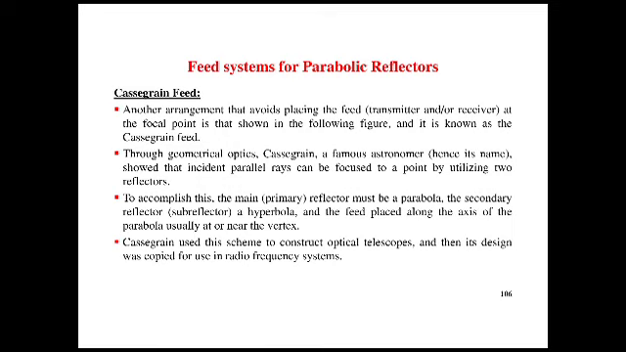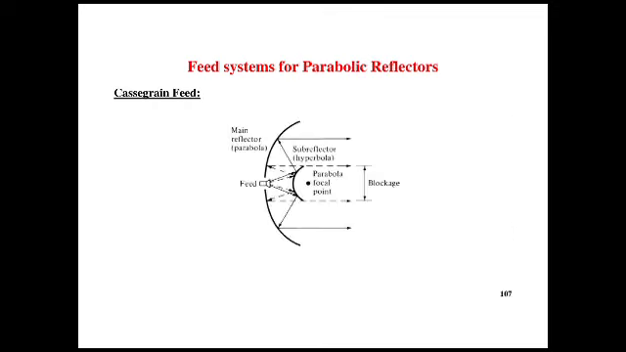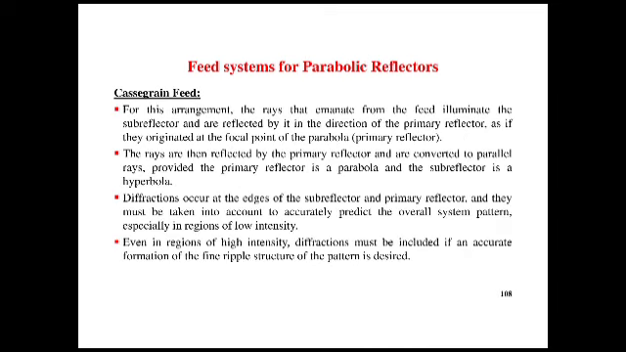So, feed of offset, Cassegrain feed. Another configuration that avoids placing the feed at the focal point is shown in the figure. It is called the Cassegrain feed. Through geometric observation, Cassegrain, a famous astronomer, showed that the incident parallel wave can be focused at a point by utilizing two reflectors: the main reflector a parabola, the secondary reflector a hyperbola, and a feed along the axis of the parabola. Cassegrain used this scheme to construct an optical telescope, and the design can be copied for radio frequency. The figure shows the application of Cassegrain.